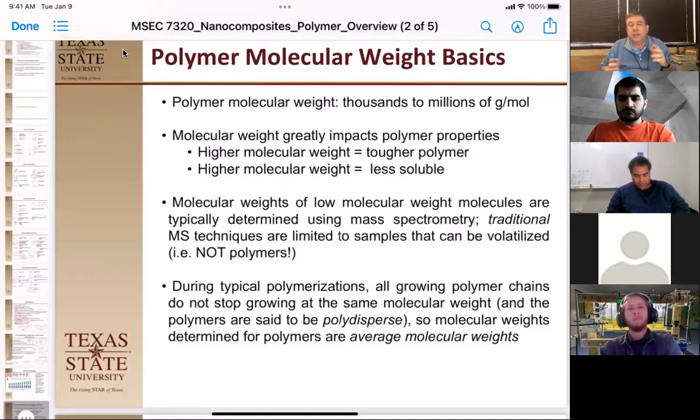So we have to think of the molecular weight of a polymer not as an absolute number, but as an average of the molecular weights. And there's a couple different ways we can calculate that.